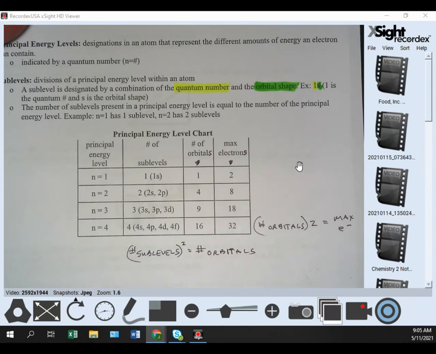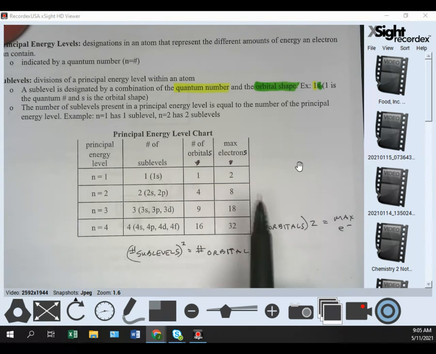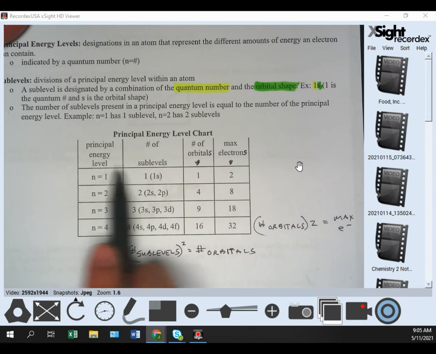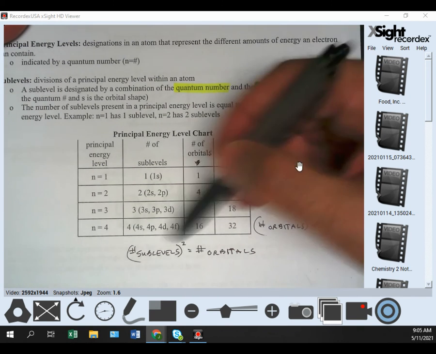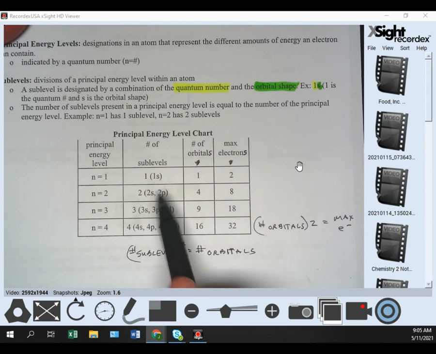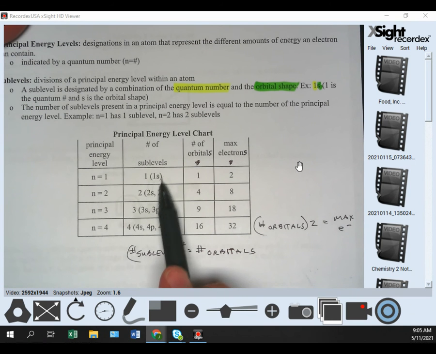So this chart is showing information for each energy level. So energy level n equals 1, n equals 2, n equals 3, n equals 4. This is showing information for the first 4 energy levels. Okay. This is the number of sublevels on each energy level. The number of sublevels is the first number. Then I also put them in parentheses. I put what they are.